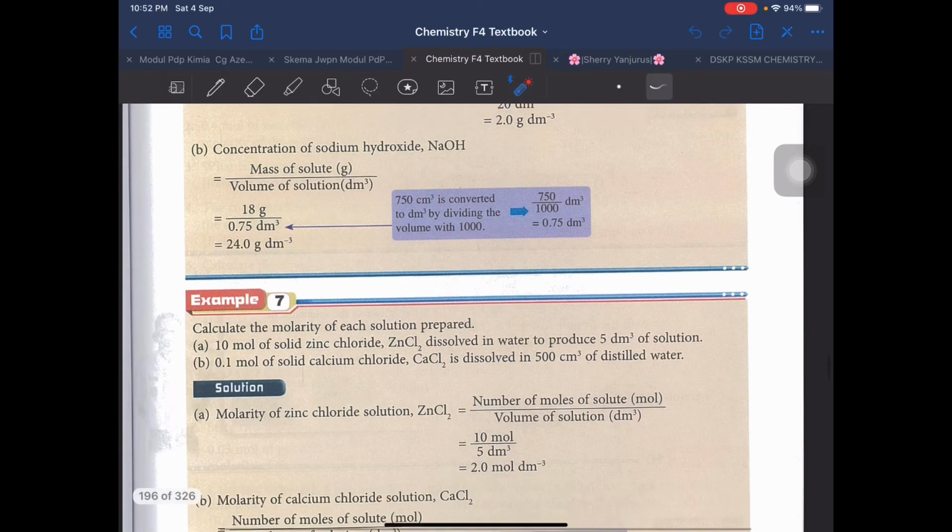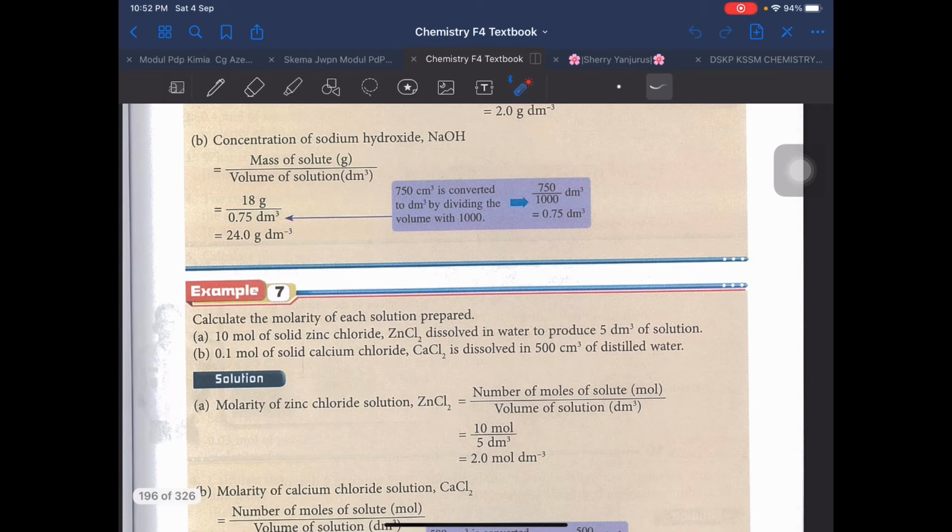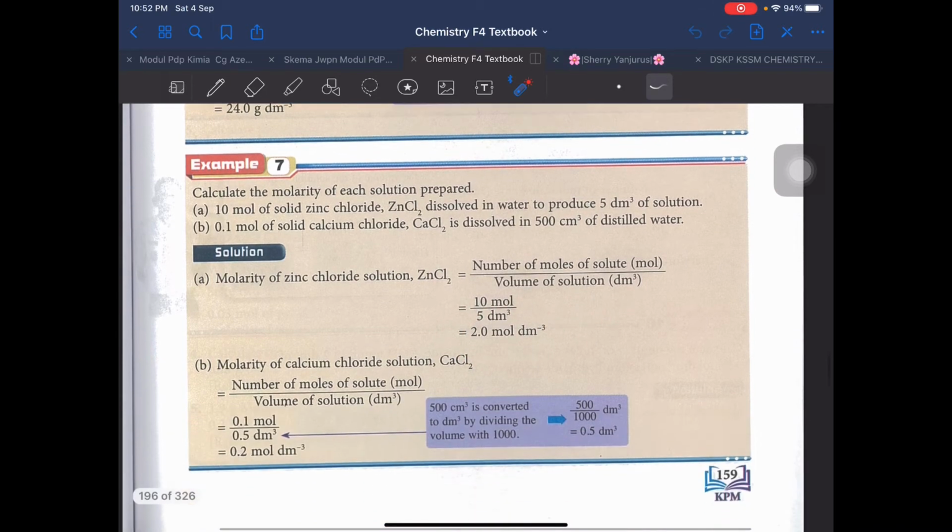Okay, sekali lagi, you need to understand. Soalan wants you to use molarity. So what is molarity? Molarity punya unit adalah mol per cubic decimeter. So, mol di atas, cubic decimeter di bawah. How many mol? 10. Because that's what your question gave you. How much of the solution? 5 cubic decimeter. Sebab itu yang soalan sudah bagi. So, you just use your calculator and then you can get the answer required.